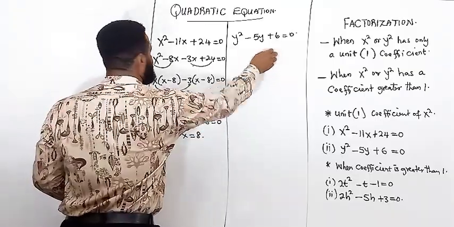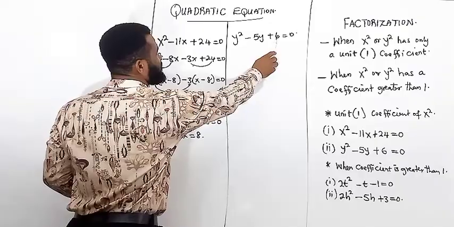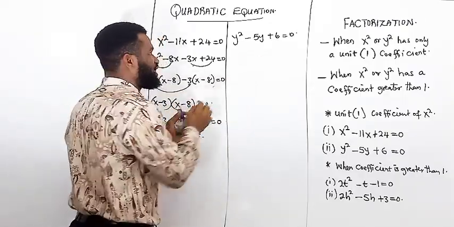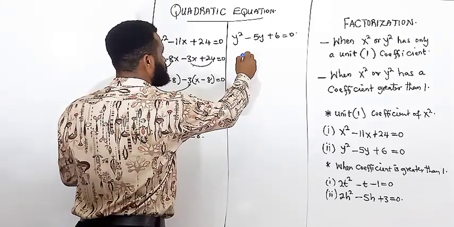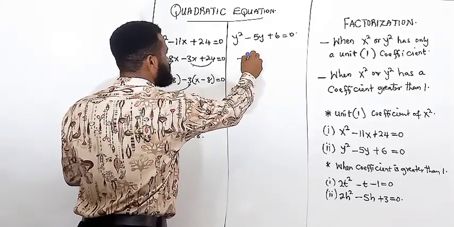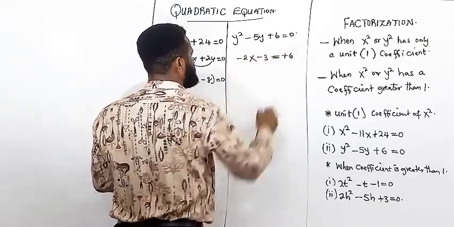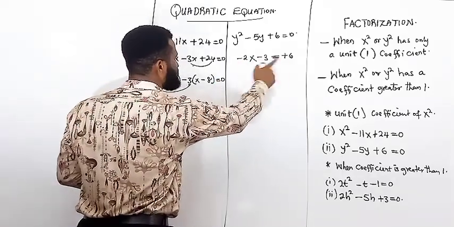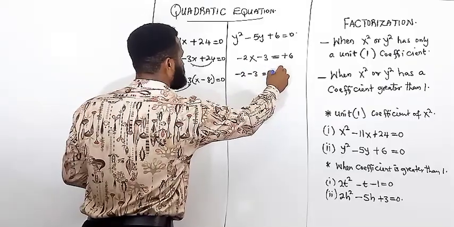The constant is 6. What are the factors of 6 that when I add them together, I'll have minus 5? Remember, minus 2 times minus 3 will give me plus 6, right? Because minus times minus is plus, and 2 times 3 is 6. However, minus 2 minus 3 will give me minus 5.